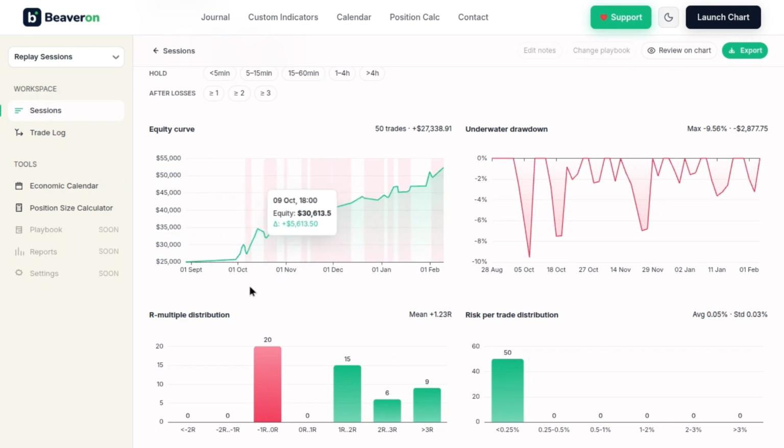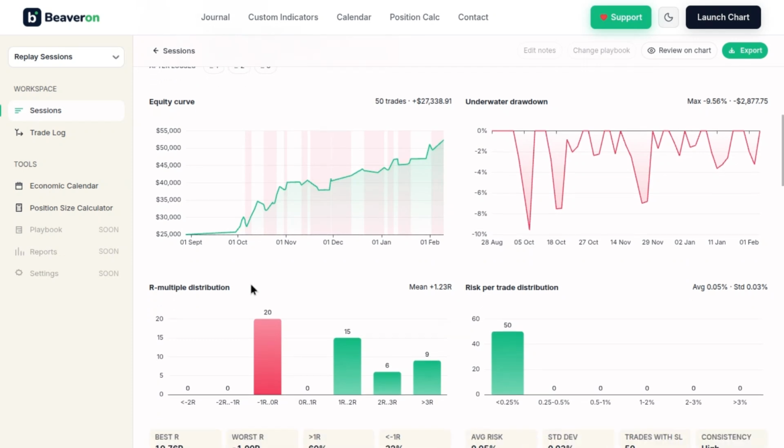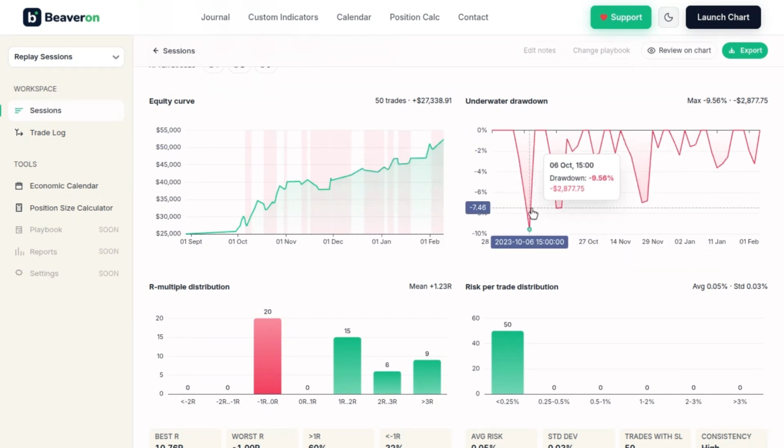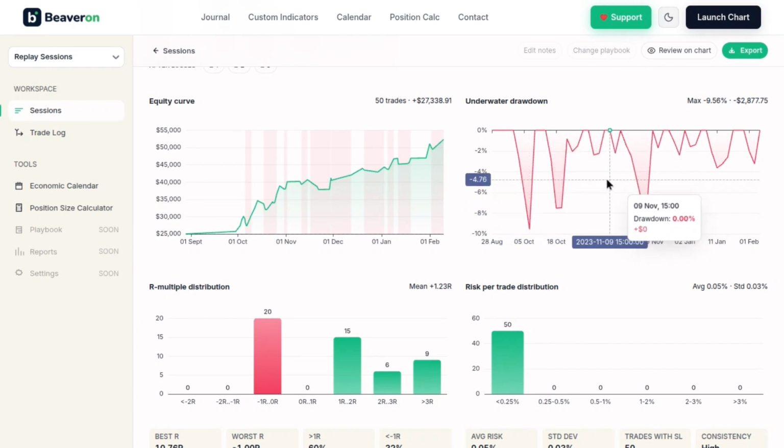It journals your trades for free. I did not have to put anything into this. It literally just journaled it all for me. So you can see, yeah, we're up a little bit over 52,000. And it shows your underwater drawdown. Obviously, the most drawdown was 9.56%. There's a time where we're down 7.47%. Time where we're down 2.38%, 6.81%, 3.63%. So this just kind of shows your drawdown.